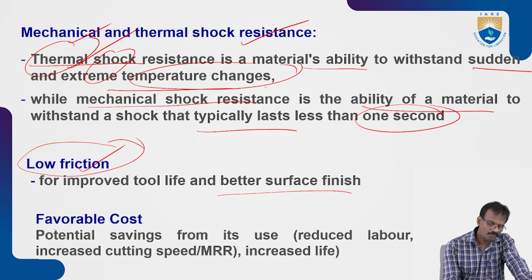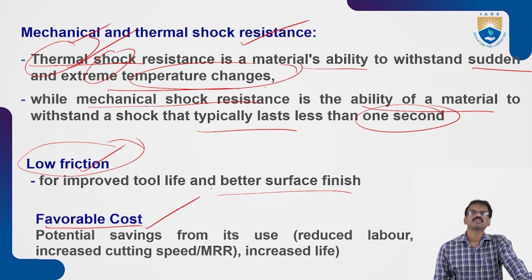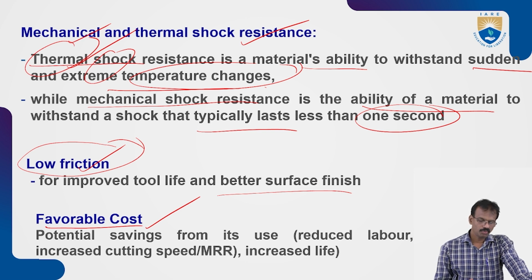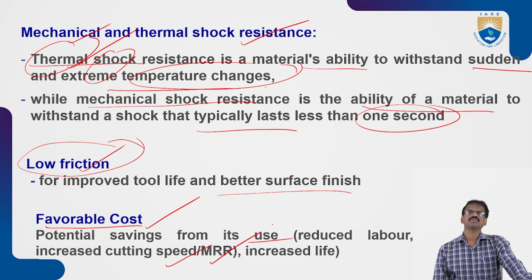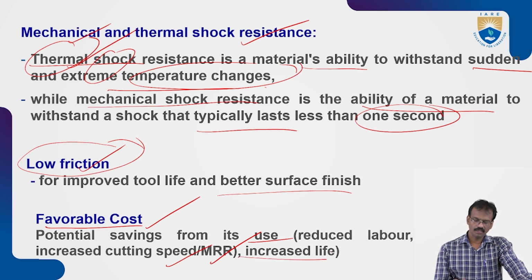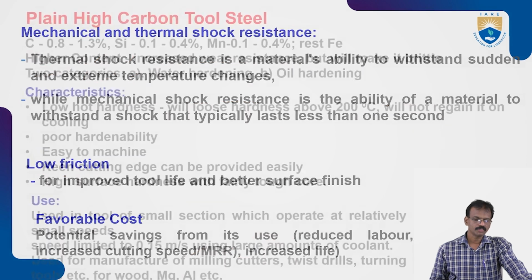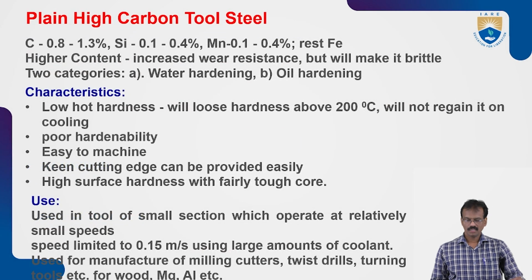So next, favorable cost. This would be needed. Potential savings from its use, due to increased cutting speed and material removal rate also. Next, to increase the life of the tool also. So based upon those things, these are the required characteristics of good cutting tool materials.